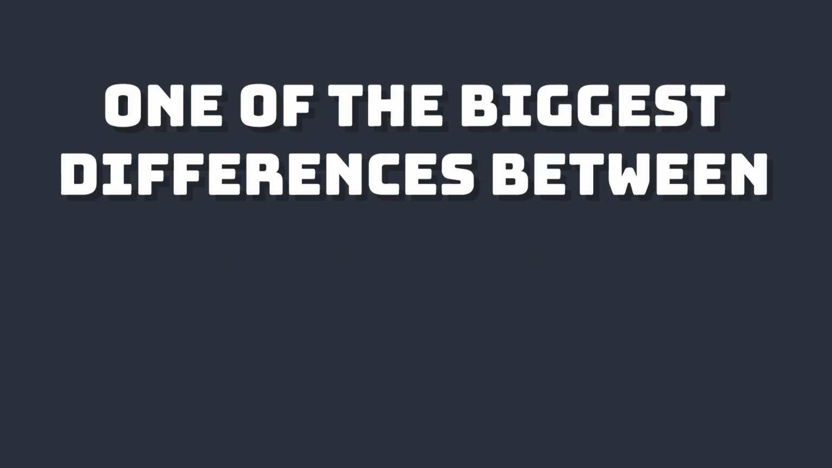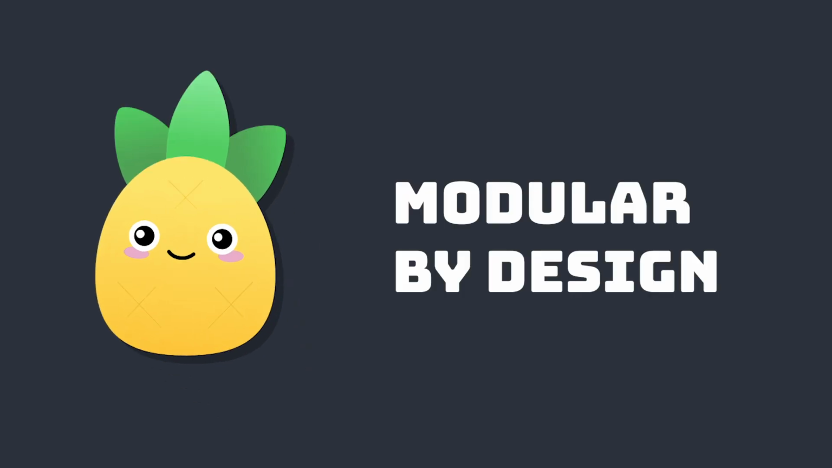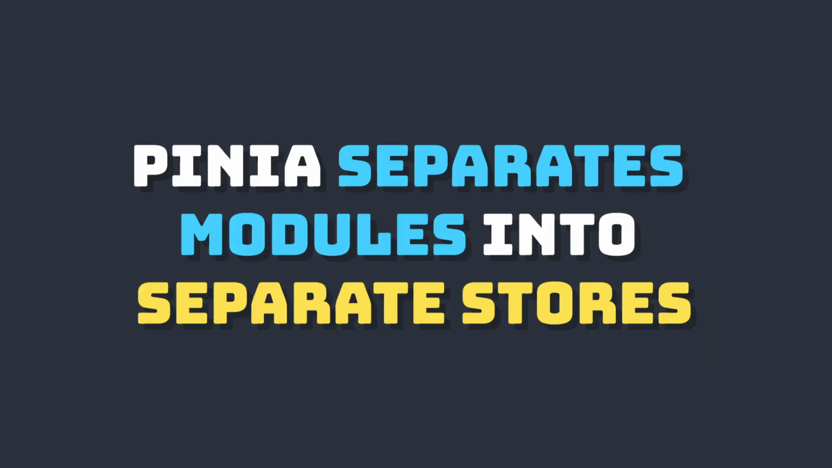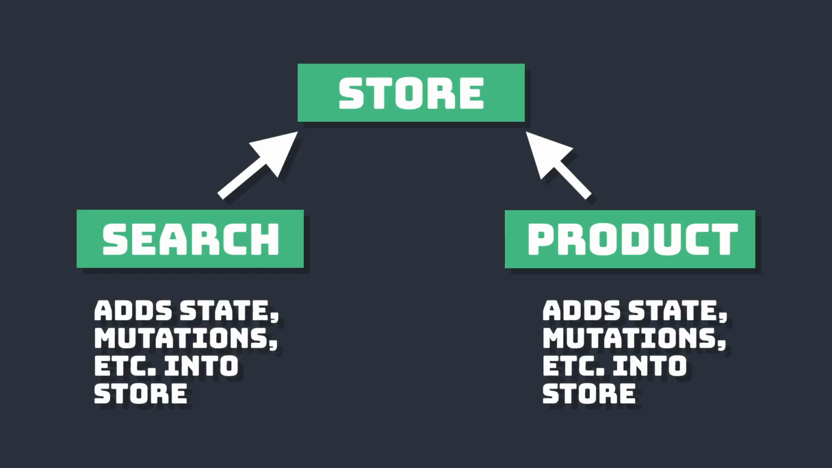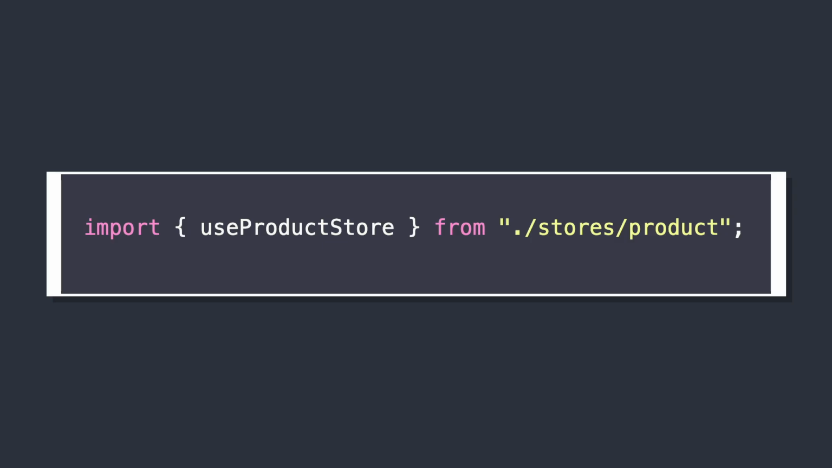One of the biggest differences between Vuex and Pinia is the fact that Pinia is modular by design. In other words, it's built to have multiple stores. In comparison, Vuex only has one store, and then you could have sub-modules underneath it, but Pinia allows each of these modules to be their own store, imported directly into components where needed, and this allows bundlers to code split and have better TypeScript inferences.